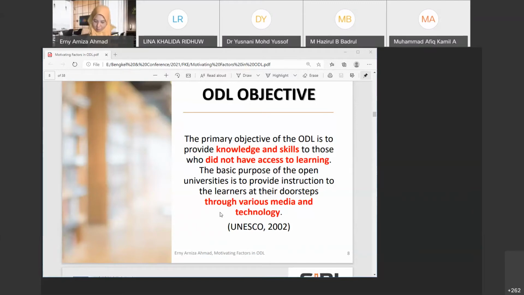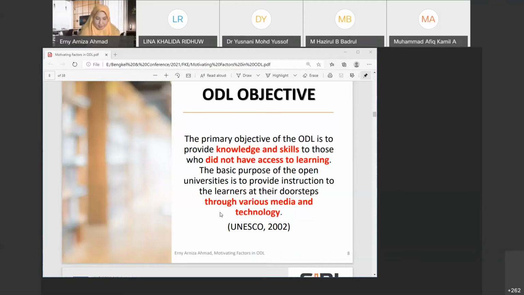So basic motto, motto utama, ini objektif. Motto utama untuk ODL ni sebenarnya ialah untuk establish the equity in the education system. Miriam kena letak notes juga. Right. So to establish the equity in the education system, maksudnya kita nak ada kesamarataan, semua orang boleh belajar. Itu motto dia. Kita nak establish kesamarataan, the equity in the education system.